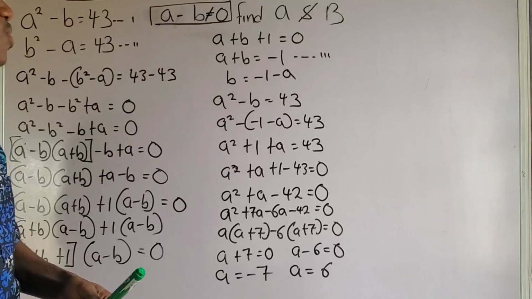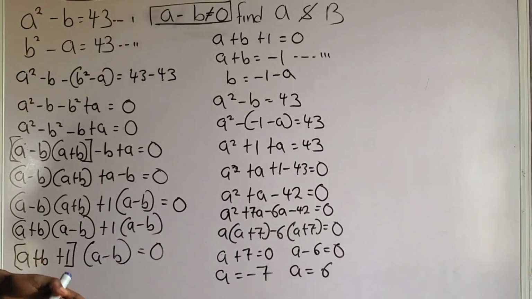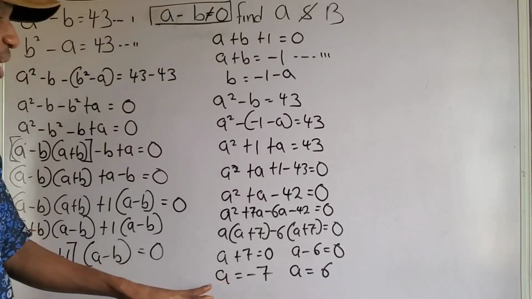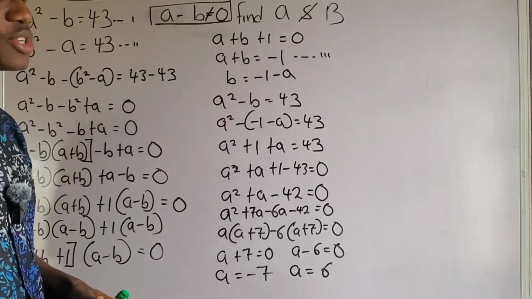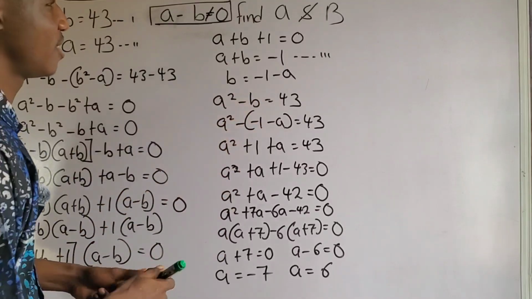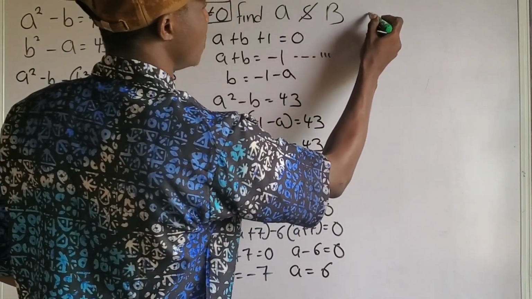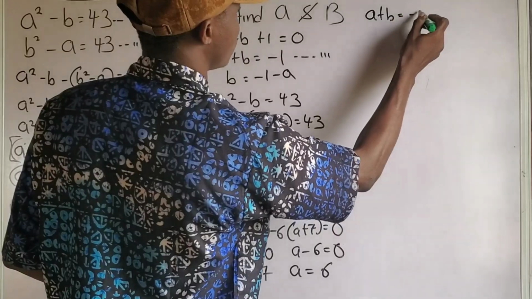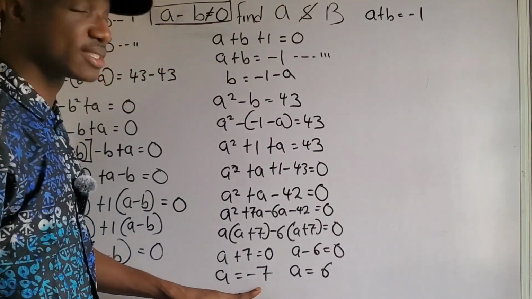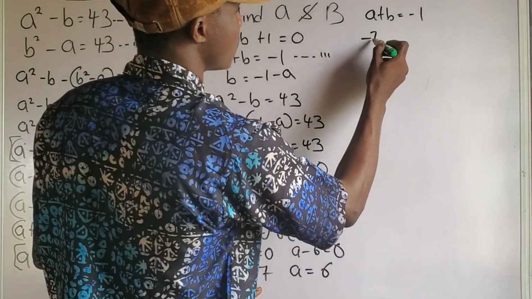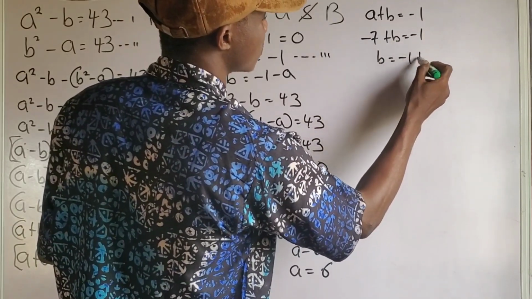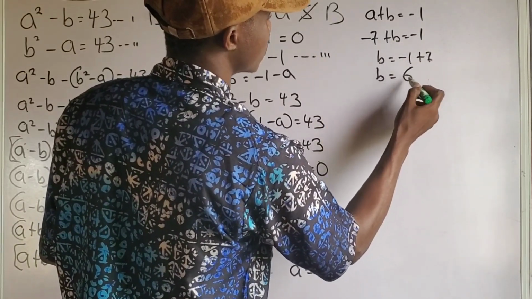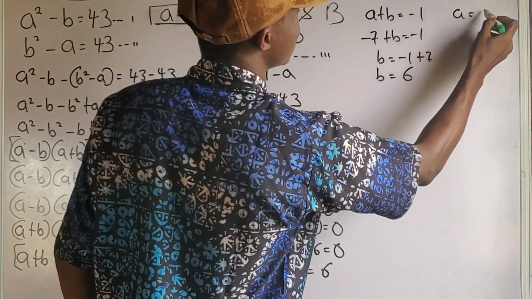Don't forget, the goal is to find the value of a and b. So to get the value of b, just substitute the respective value of a into the third equation. The third equation is a plus b equals minus 1. Now, when a is negative 7, we're going to have negative 7 plus b equals minus 1. So b equals negative 1 plus 7. b equals 6. That is when a is negative 7.